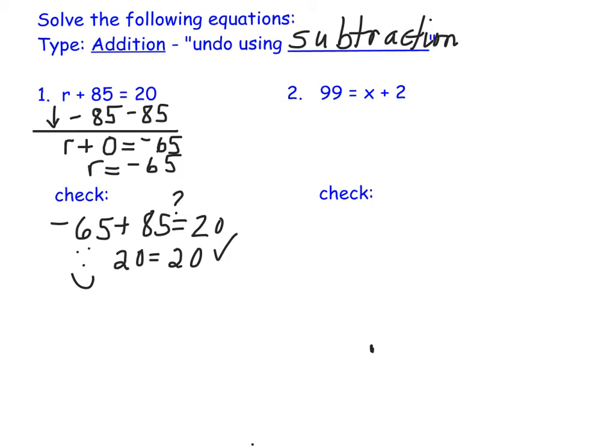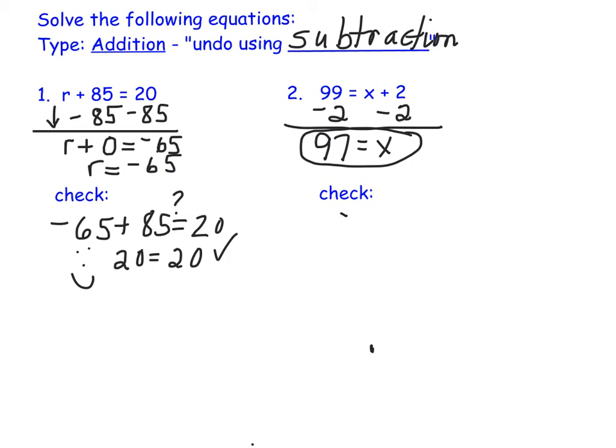For the next one, it says 99 equals x plus 2. To undo that, I'm going to subtract 2 from both sides. Now let's follow my procedure here. 99 minus 2 would be 97. I'm going to bring down the equal, bring down the x, and then what's 2 minus 2? Well, that's 0, so I don't need to write in that 0. We did that the first time. So we get x equals 97.